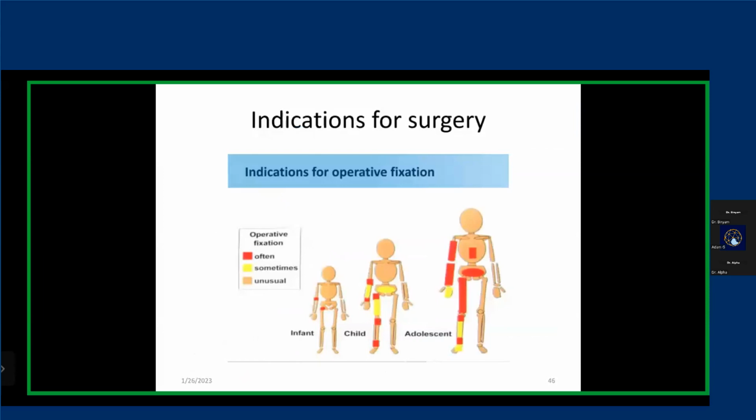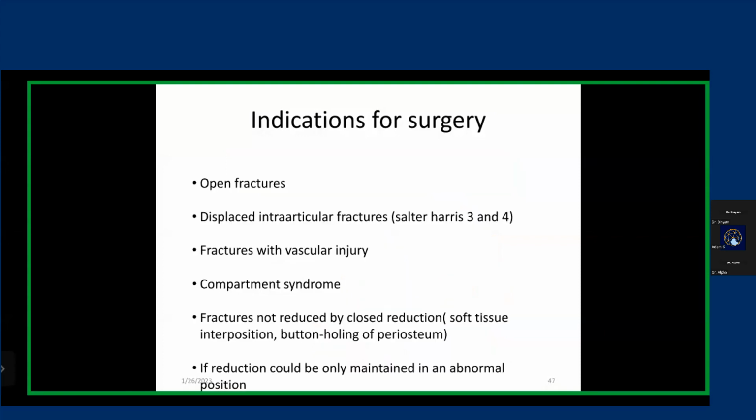Okay, so when do we operate? Like I've told you, the indication for operation increases with the patient's age. So here you can see in really young children and infants, we very rarely do surgery unless it's an intra-articular fracture. But the older they get, we often do. The closer they are to adult age, the more surgery we do.